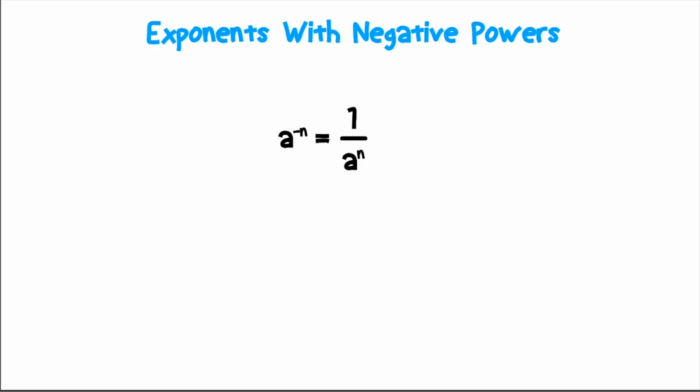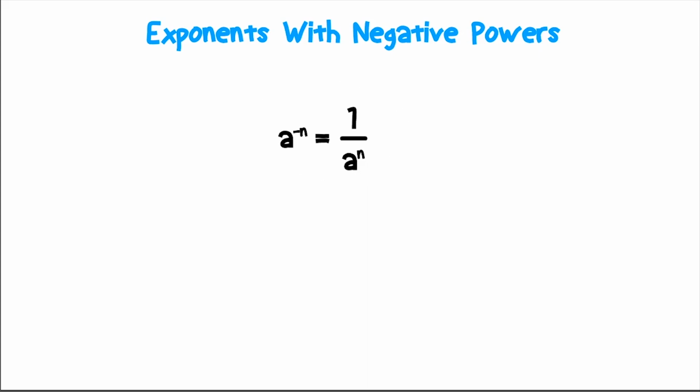Hey folks, today this video is going to be about exponents with negative powers. Okay, so we've got some variable raised to a negative exponent. This is simply equal to 1 over a to the power of n, but we have a positive exponent in the denominator. So a to negative n is equal to 1 divided by a to the power of n. That's all you need to remember for this lesson.